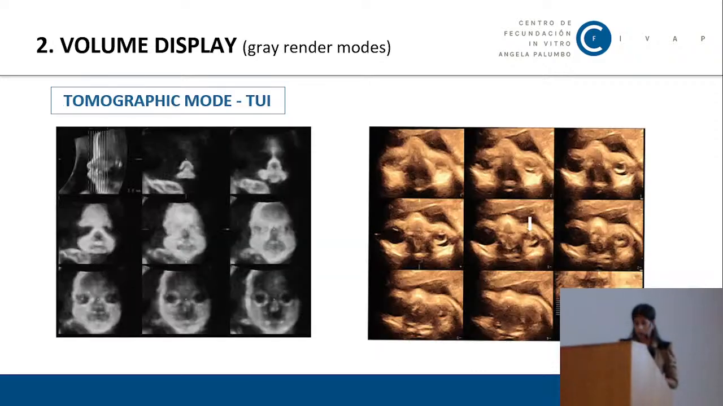This tomographic mode, the TWI, also known as parallel or tomographic display, enables detailed tomographic images of the fetus in sagittal, coronal, and transverse slices at different distances. So the region of interest can be displayed comparable to CT or MRI.